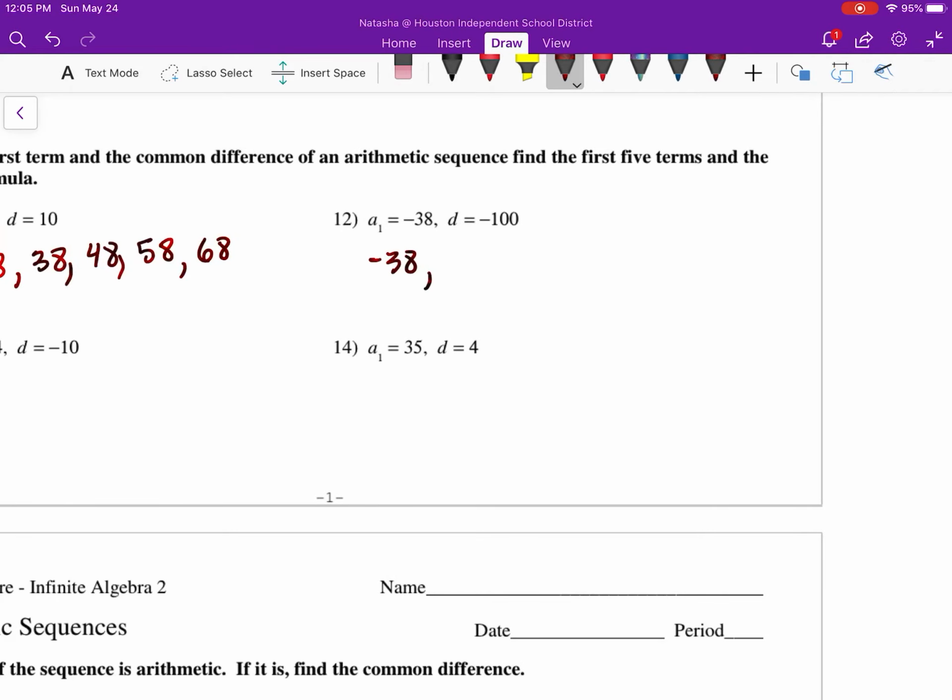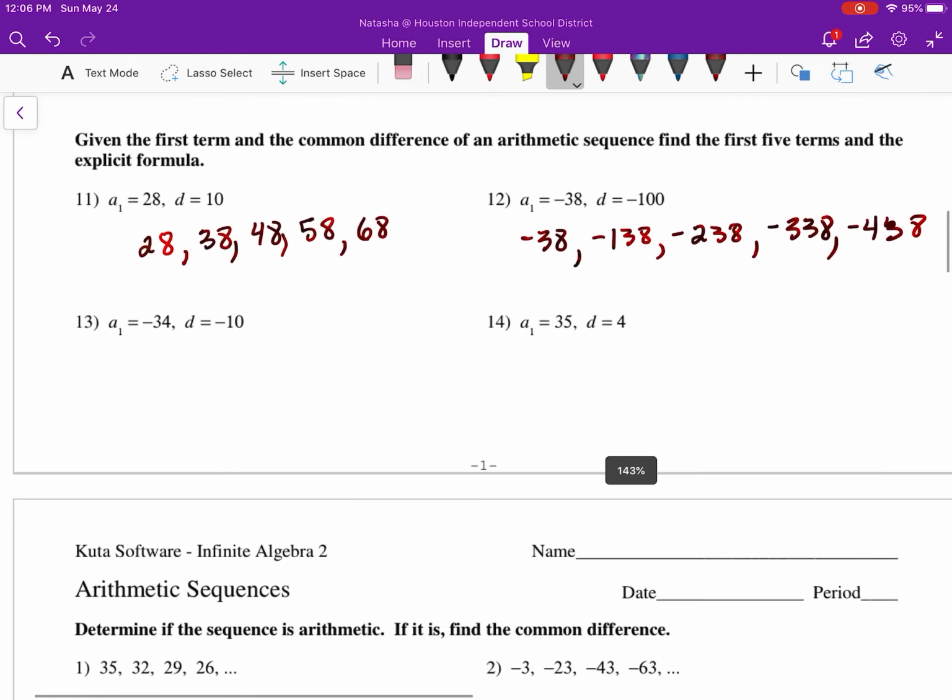All right? We're going to do the same thing with number 12. Number 12, our first term is 38. Our second term, so we're going to do 38 minus 100, which is going to give me negative 138 for the second term. The third term is going to be minus 100 from that, which is going to give me negative 238. The fourth term is going to be negative 338. And then the last term is going to be negative 438.